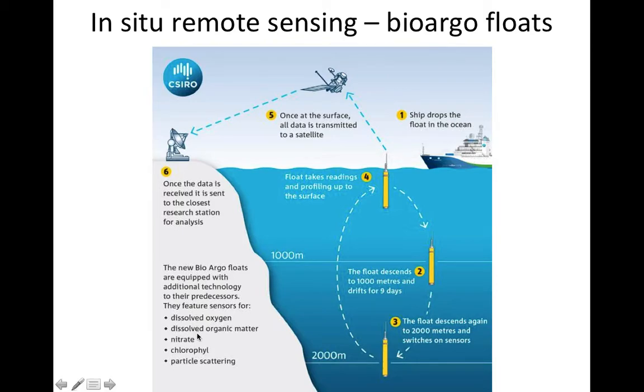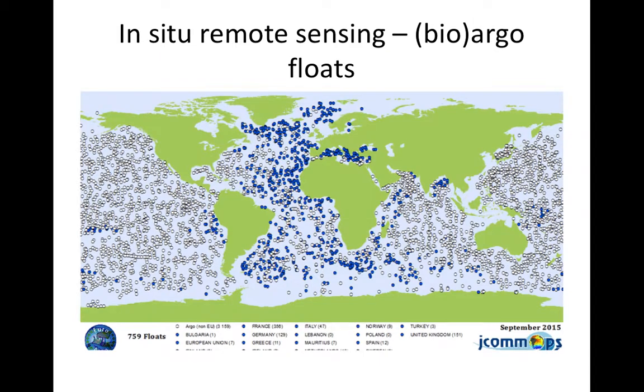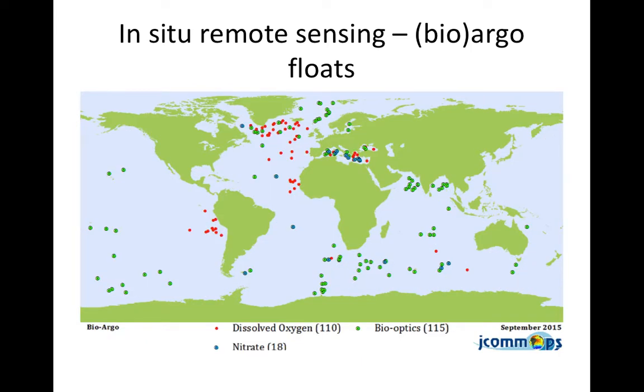And here's a list of the different types of measurements which they can collect. This is just a snapshot from 2015. You can see that these were, at that time, all of the different floats, where the ones in green are the bioptical floats, and the ones in red were dissolved oxygen. Now that situation has changed a lot, and there's far more of the dissolved oxygen and bioptical floats, and certainly nitrate floats. An example, I didn't have to search very long until I found the one I just showed you on Google Earth.